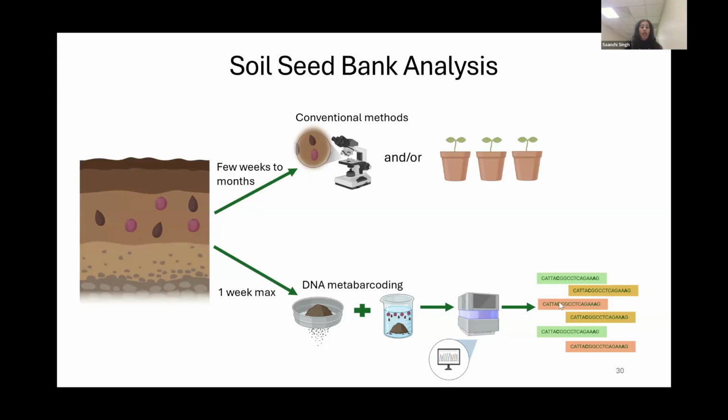So we're working on a DNA metabarcoding approach as a way to complement these conventional methods. The first process would be to filter out the seeds via sieving, and then also using flotation to separate out the seeds from soil simply based on density. And then once we have our seeds isolated from everything else, we'll go through the process of doing metabarcoding. So things like DNA extraction, PCR, and then sequencing.